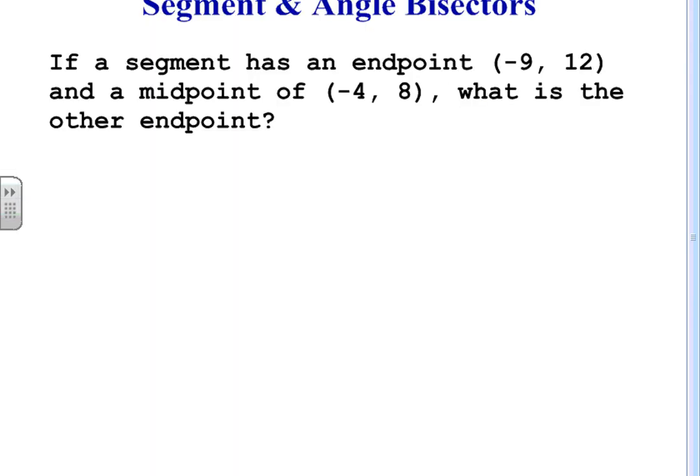Let's try something a little different here. If the segment has an endpoint of (negative 9, 12) and a midpoint of (negative 4, 8), what's the other endpoint? So I know I was supposed to take negative 9 and add it to something, to that second x-coordinate, and divide by 2, and I was supposed to get an answer of negative 4. The midpoint's x-coordinate is negative 4, so that's how I know what it's supposed to be.